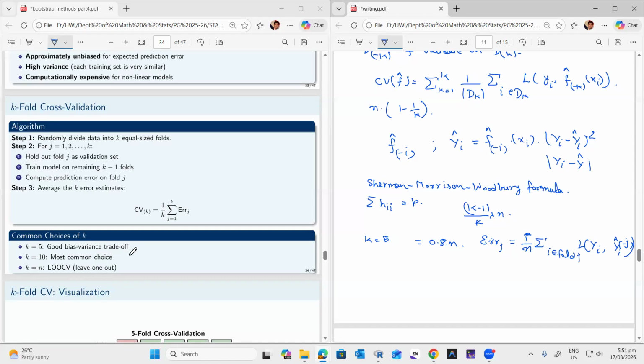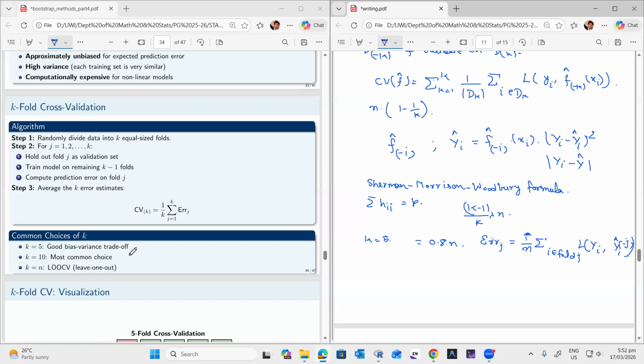Okay, so many studies have been done, and many packages in R or Python take k equals 10 by default. It is often considered a safe default, balancing bias, variance and computation.